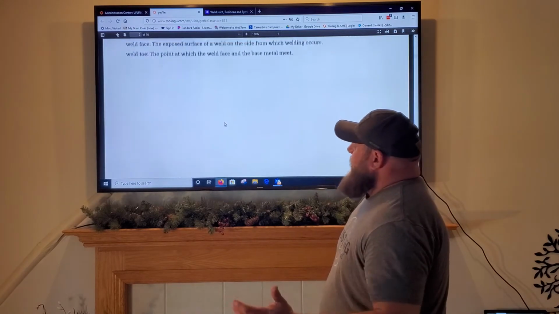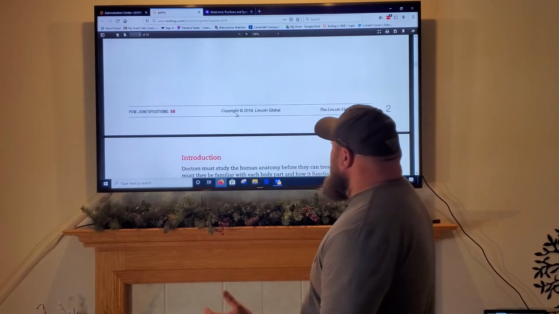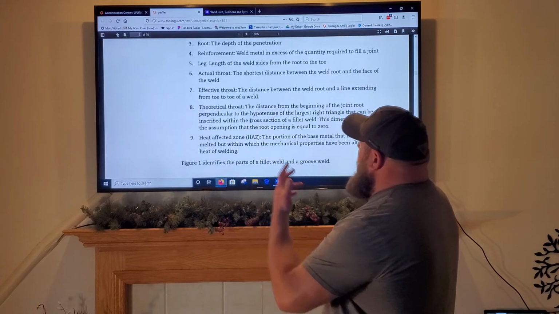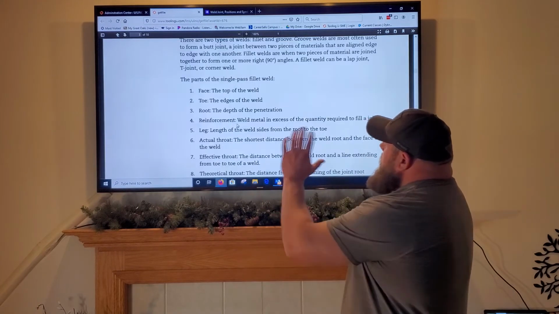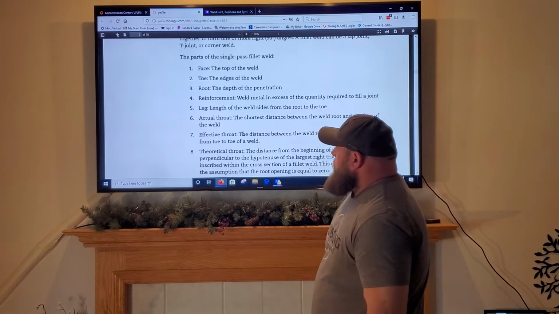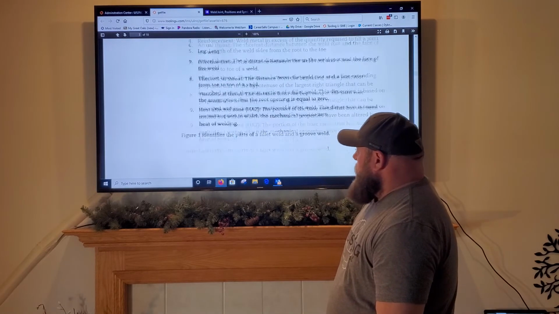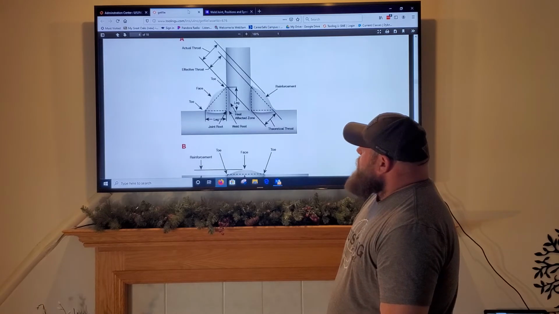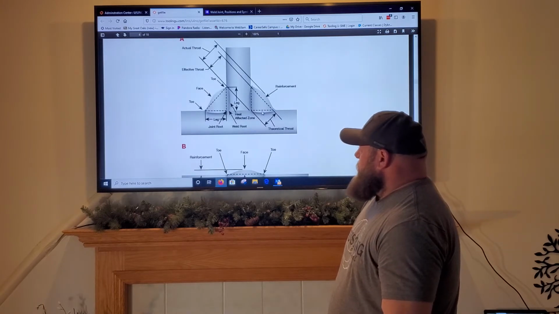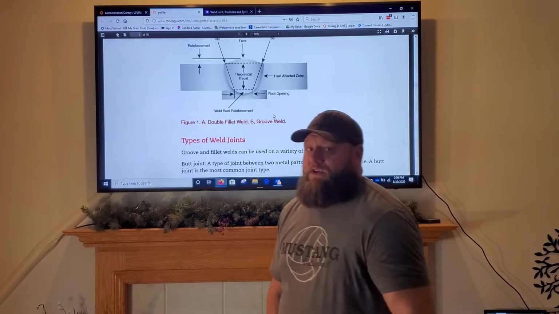So just again, real quick, as I scroll through, we'll take the time to reflect. Parts of the weld, we had the face, the toe, root, reinforcement, leg, actual throat, effective throat, theoretical throat, and heat affected zone. You can find all those right here. We went through those quite extensively. You guys did really well on your quizzes on this, by the way.